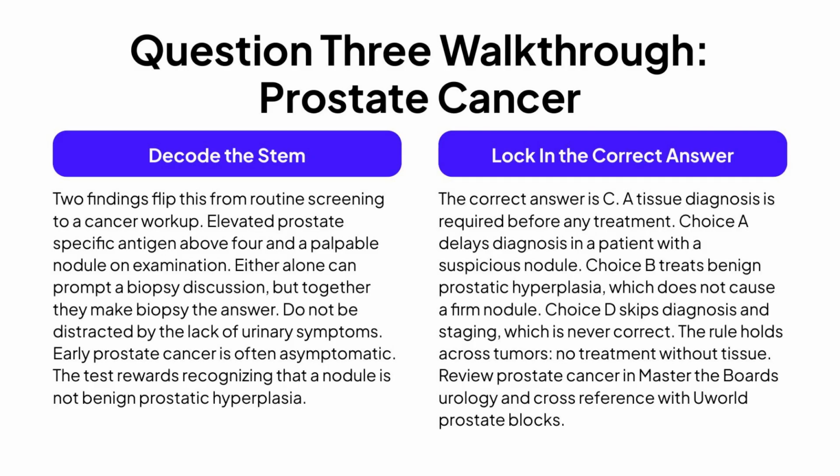Do not be fooled by the lack of urinary symptoms. Early prostate cancer is usually silent. Choice A, repeat the prostate-specific antigen in a year. Delays diagnosis in a patient with a suspicious nodule. Wrong. Choice B, alpha blocker and reassurance, treats benign prostatic hyperplasia, which does not cause a firm nodule. Wrong. Choice D, immediate surgery, skips diagnosis and staging.